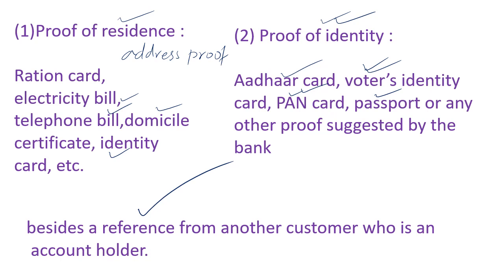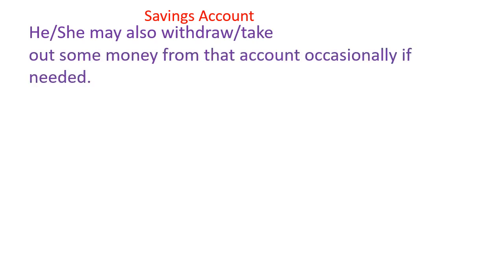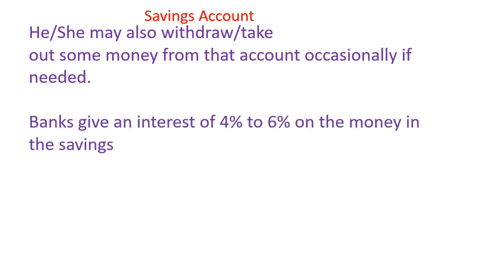Okay, this is something very important you should keep in mind. Moreover, there are two types of account. One type is called a savings account, where you will be keeping money and withdrawing money. Keeping money because it is safe, and because it gives you a little extra money after years, which we call interest. And you can withdraw money whenever you want. So a savings account is an account where he or she may also withdraw, take out some money from the account occasionally if needed. Secondly, banks give an interest.